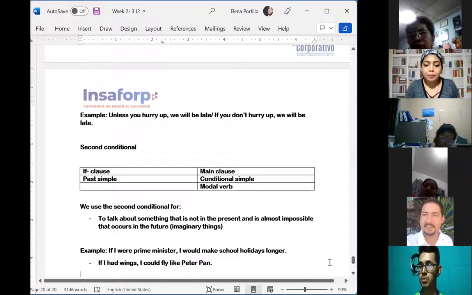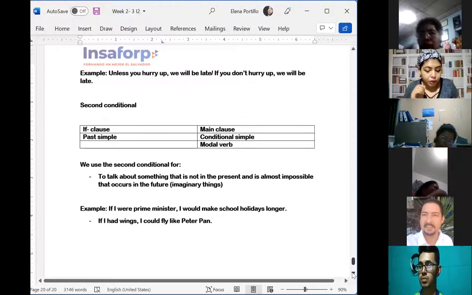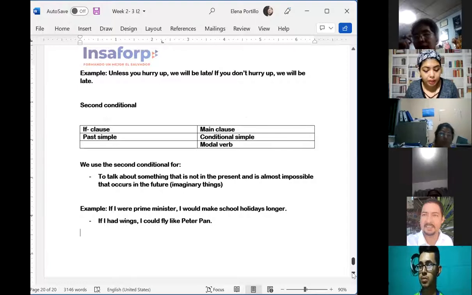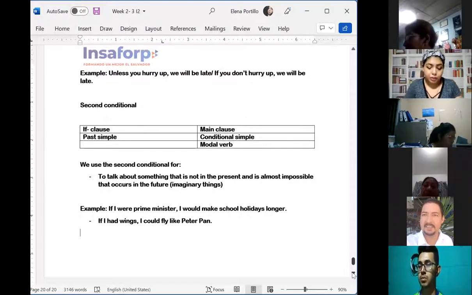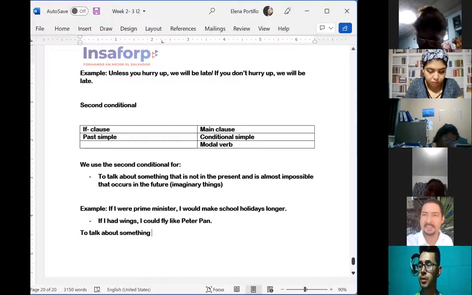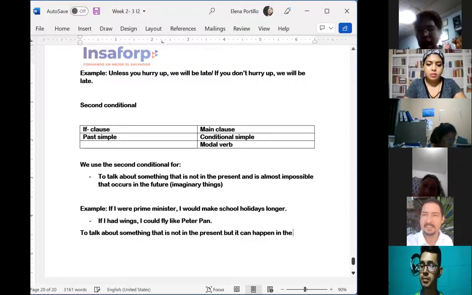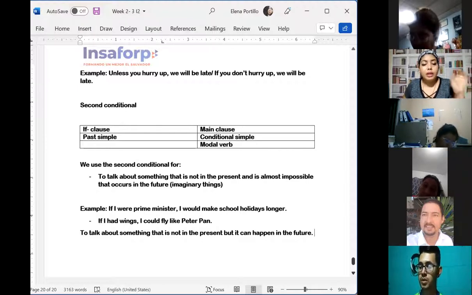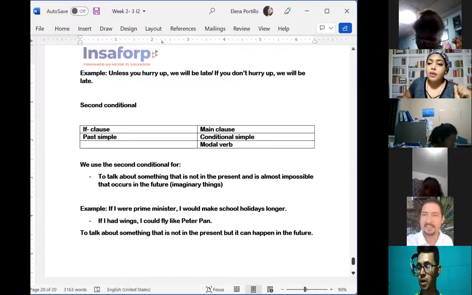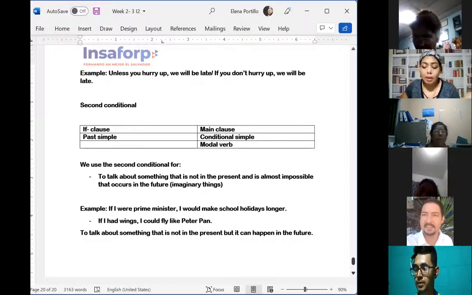Also, we have this second conditional that we are going to use to talk about something that is not in the present, but it can happen in the future. In this case, it's something possible to happen in the future.